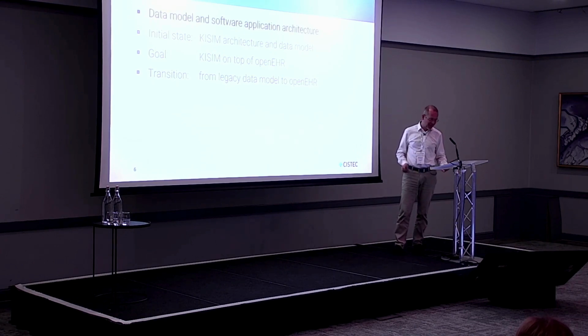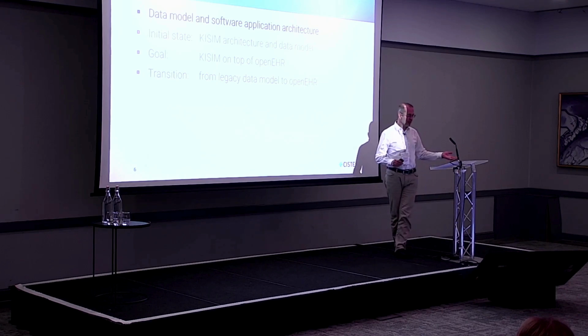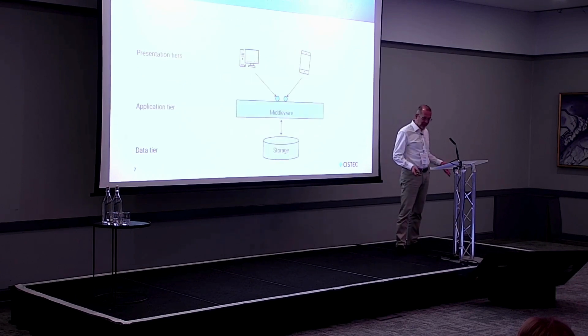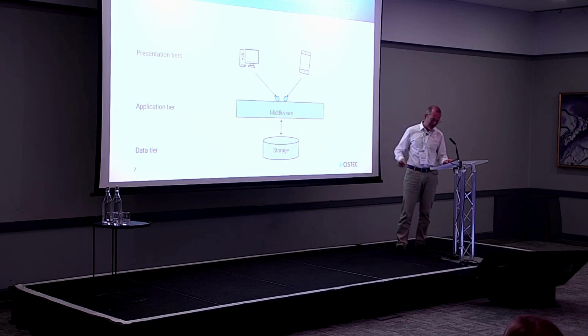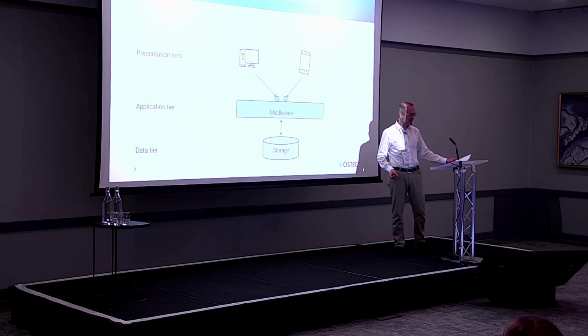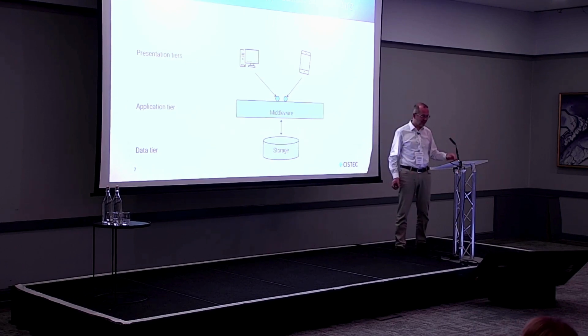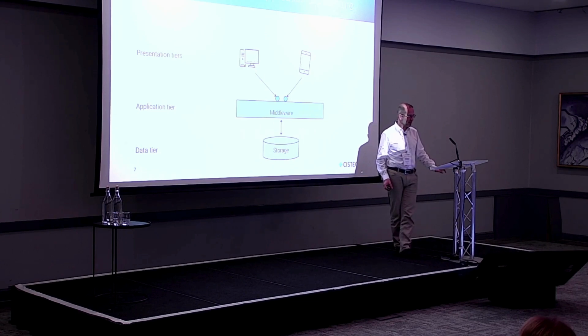So, let's start with the interdependency between data model and software application architecture. An EHR is a complex system, a system requiring different parts and multiple layers to provide its functionality. Here we see a very simplified classic software application architecture of an EHR with the 3 levels of a data tier where the data of the EHR is stored, an application tier where the data is processed and exposed to the clients, and finally we've got the presentation tiers. These are the different clients through which users interact with the data.